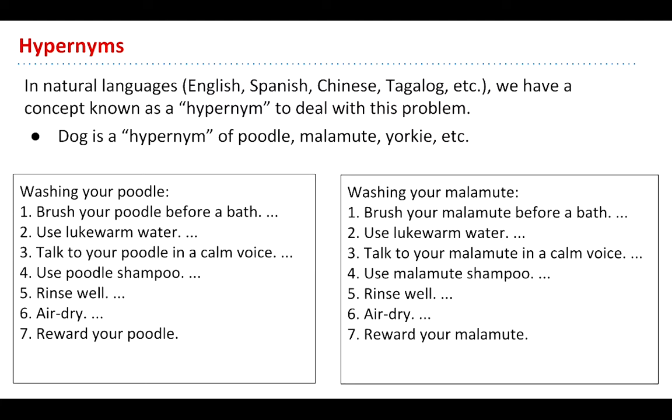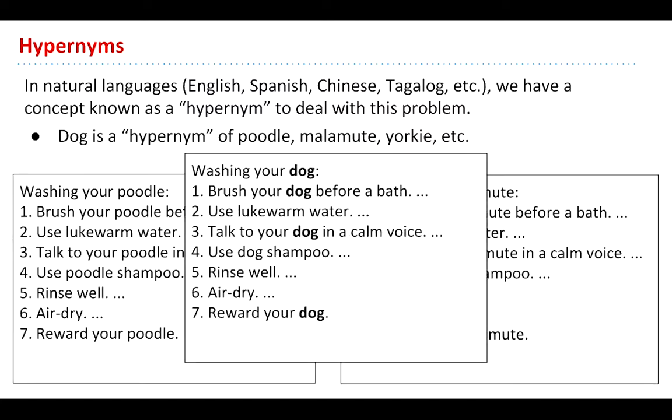So we can, of course, replace these silly directions with just wash your dog. To do so, brush your dog before a bath, use lukewarm water, talk to your dog in a calm voice, use dog shampoo. I did not bold it for some reason. Rinse well, air dry, and reward your dog. Okay? So, no big deal. So the question is, how can we do the same thing in Java?